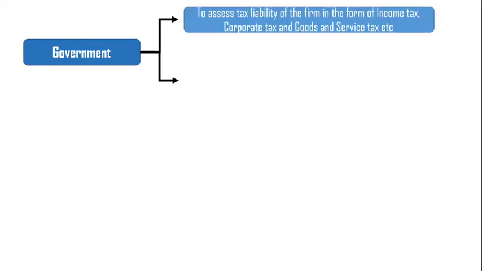Even government needs to know the accounting information, the data, the balance sheet, the profit and loss account or other reports they have to go for. Why? Because they need to collect the taxes. Now, to assess the tax liability of the firm in the form of income tax, corporate tax, or a goods and services tax, they have to go through the accounting information so that they can assess the correct tax liability of a firm.